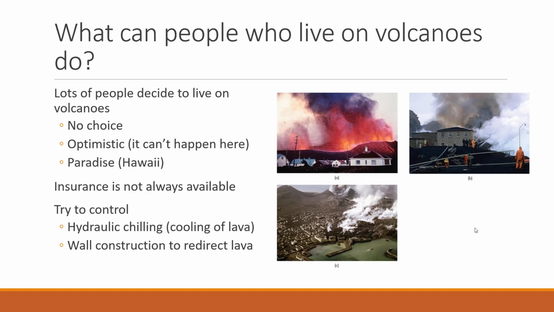So you can try to control it. These attempts aren't very successful. Hydraulic cooling, so they try to cool the lava down. Doesn't work very well. We're talking about molten rock. It takes a lot to cool that down. Trying to construct walls to redirect lava. Again, it's molten rock. You have to have something that's very, very temperature resistant in order to not melt from the molten rock. So trying to control a volcano doesn't happen very easily. It's better to understand the volcano and be ready to get out of its way.